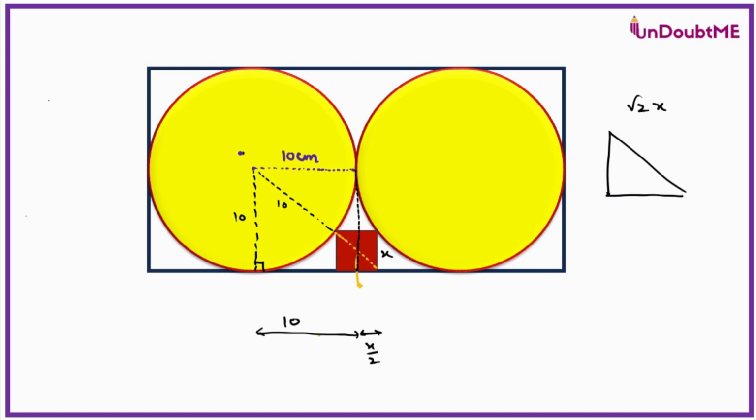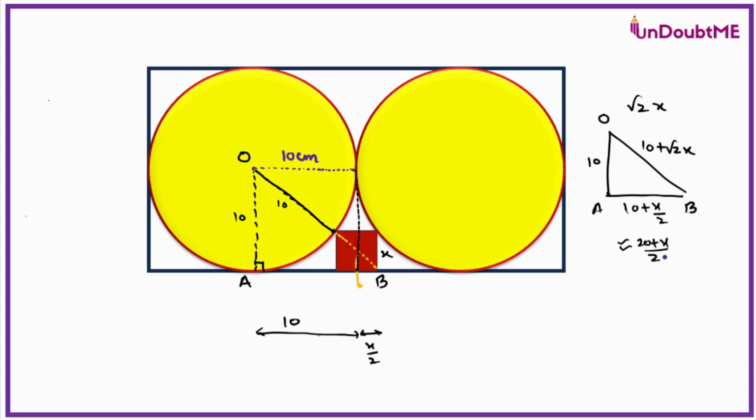I'll just label it: this is O, A and B. So O, A, B. In this triangle, the hypotenuse will be 10 plus the diagonal, so that will be 10 plus root 2x. The side OA will be 10 and side AB will be 10 plus x over 2. 10 plus x over 2 can also be written as 20 plus x over 2. This will be easy to solve from here.